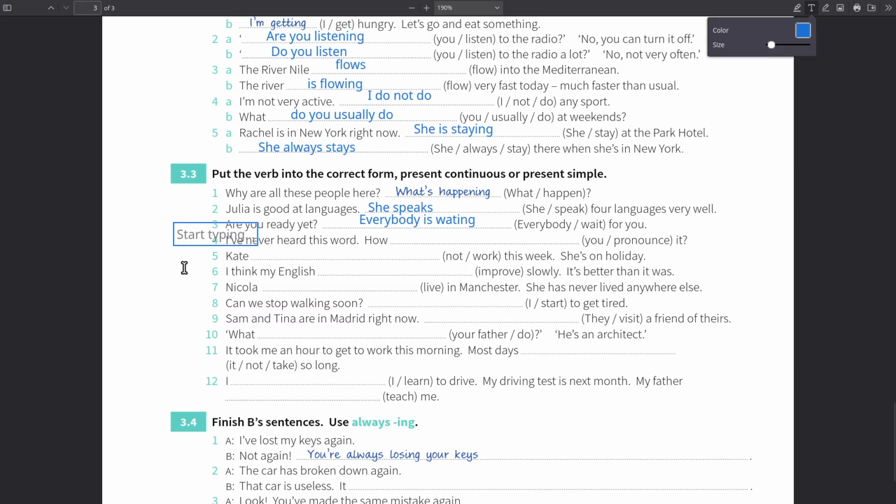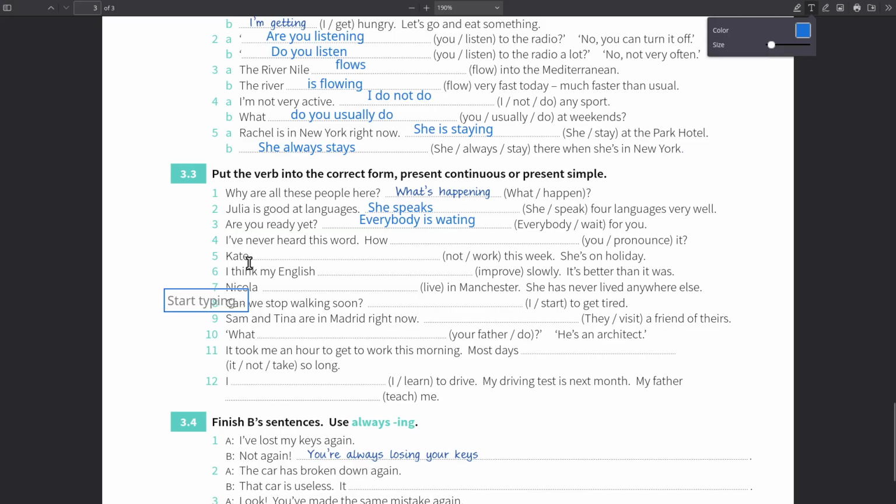Why present continuous? I say okay, present continuous, because it's a question. Are you ready yet? It's a question that somebody's asking you right now, right? So everybody's waiting for you. Okay, so the action that someone is waiting for you, that's an action that's happening right now, and we use is because everybody means a group of people. It could be a group of people, or maybe it could be only one person, right? That's why we use is and not are.